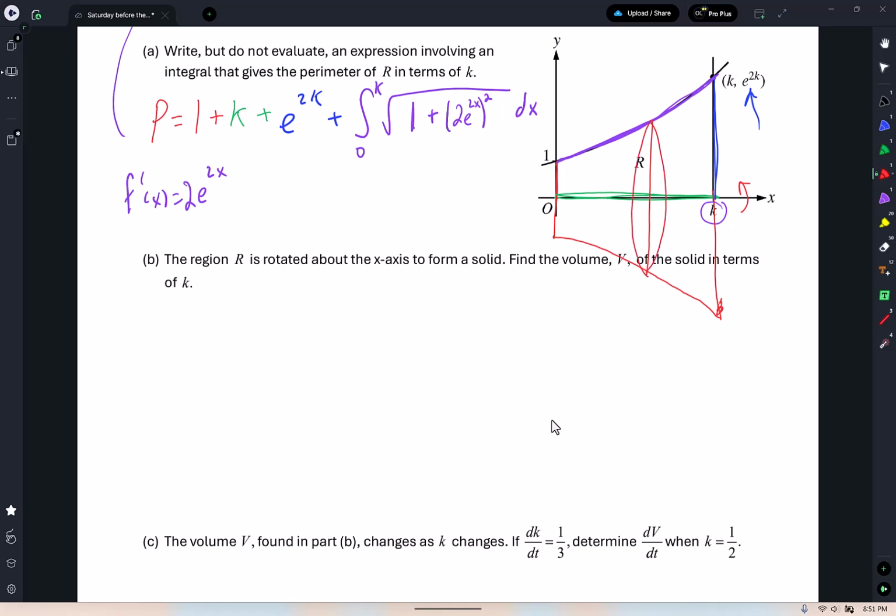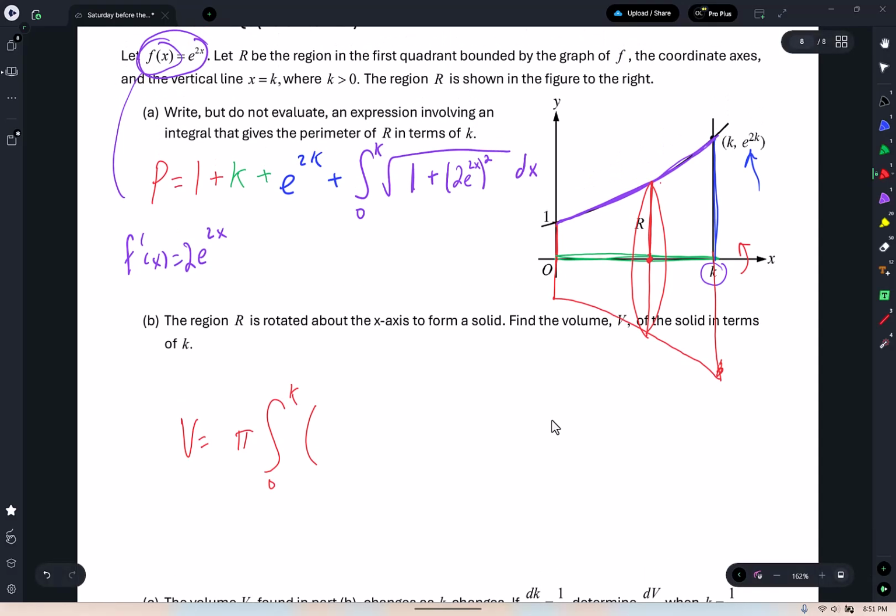That's a circle. The area of a circle is pi r squared. The radius is the distance from that x-axis to this curve there. So that's what I'm going to do. I'm going to go volume equals pi on the outside, integral from 0 to k, open parentheses. The radius is the distance from here to here. So that radius is this expression, e to the 2x. So e to the 2x, close it, squared, dx.